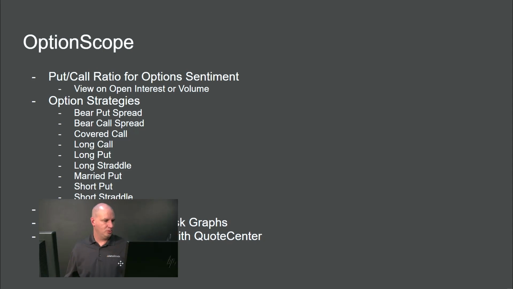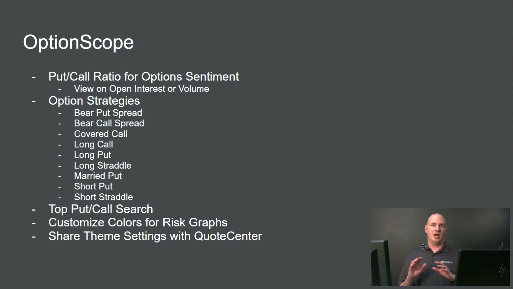Okay, let's go to Optionscope. So Optionscope, what we've done, and some of these enhancements, whether you trade options or not, are actually great for you as a trader because it can help you identify sentiment of a particular security, as well as give you good option strategies for it. So we've put in this put call ratio for option sentiment. What this does is it's a view of open interest or volume. Then we've included these option strategies inside of MetaStock 18. We've put in a top put call search, customized colors for the risk graphs, and share themes with Quote Center.